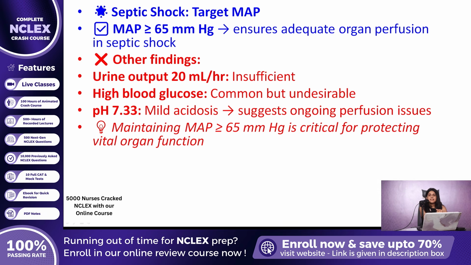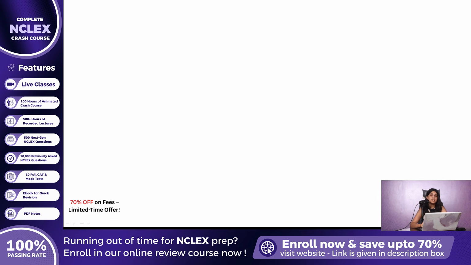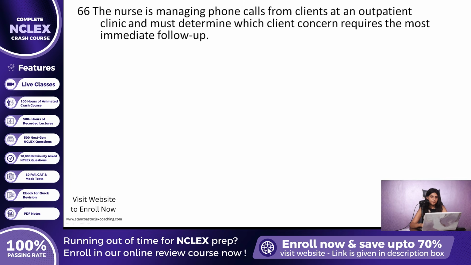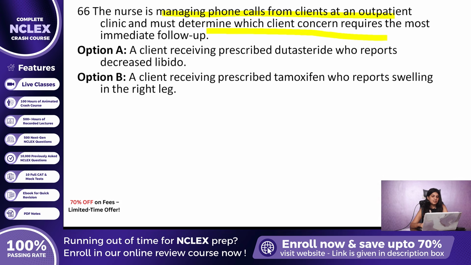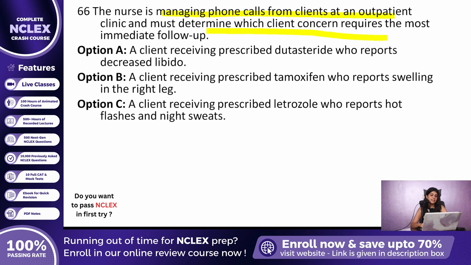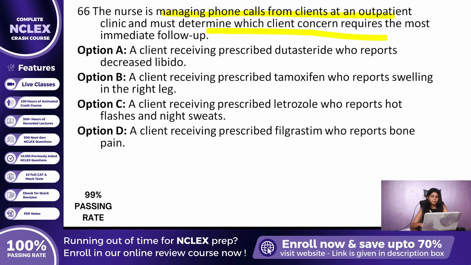Question 66. Let us now move to a triage scenario involving medication side effects. The nurse is managing phone calls from clients at an outpatient clinic and must determine which client concern requires the most immediate follow-up. The options are: Option A, a client receiving prescribed dutasteride who reports decreased libido. Option B, a client receiving prescribed tamoxifen who reports swelling in the right leg. Option C, a client receiving prescribed letrozole who reports hot flashes and night sweats. Option D, a client receiving prescribed filgrastim who reports bone pain. The correct answer is Option B, a client receiving prescribed tamoxifen who reports swelling in the right leg.